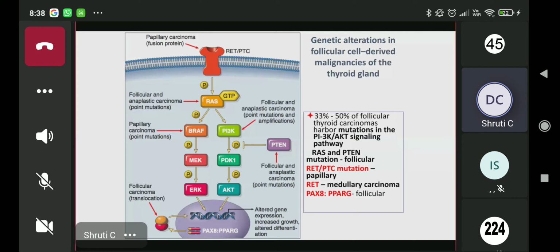All right, and you should also remember the names of the mutations. Don't go into much detail, but just remember that RET-PTC mutation is associated with papillary carcinoma, RET with medullary, PAX8-PPARG with follicular carcinoma. Just remember this, okay? Fine.